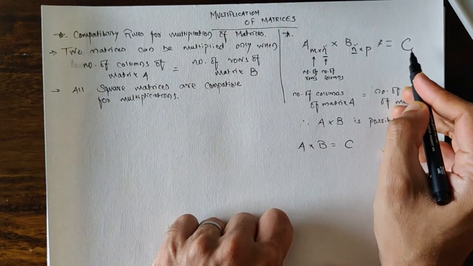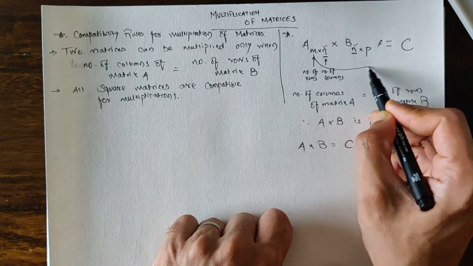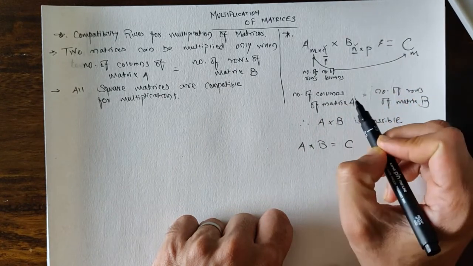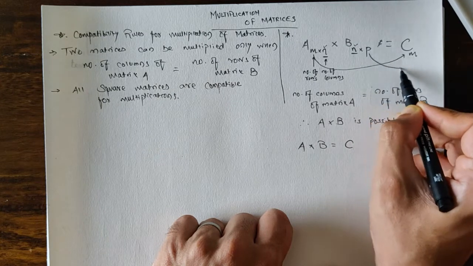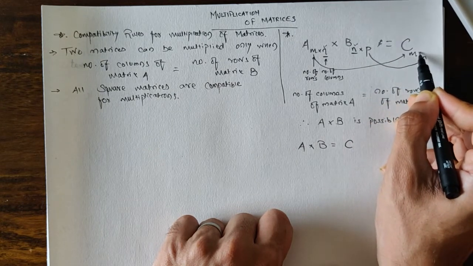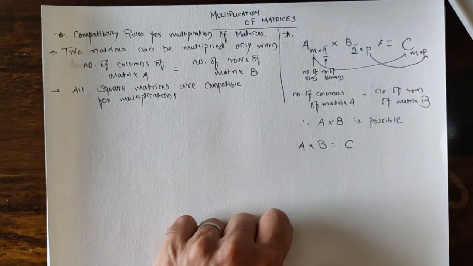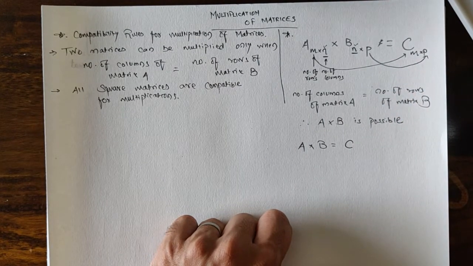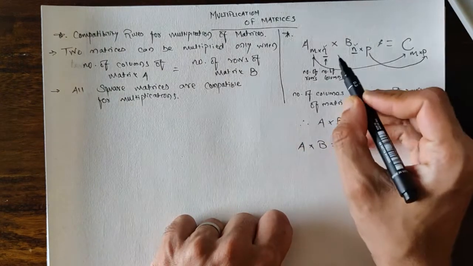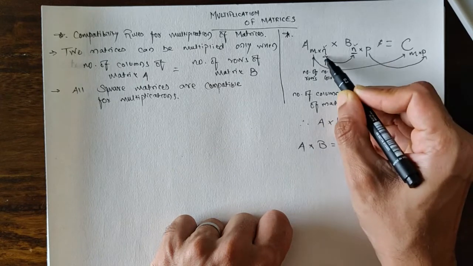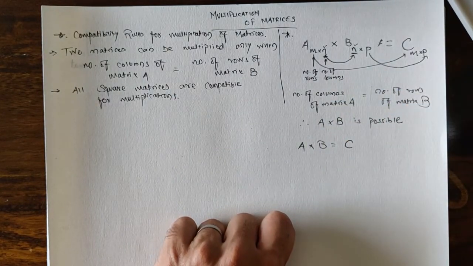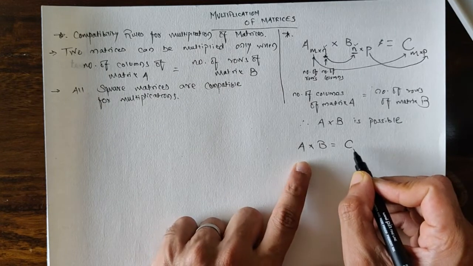What will be the number of rows of C? The number of rows of C will be m and the number of columns will be p. So what will be the order of matrix C? What will be the order of the product of A and B? M by p. That is, the number of rows of the first matrix and the number of columns of the second matrix will give you the order of the product, right? So these two must be equal, then this is possible, right?